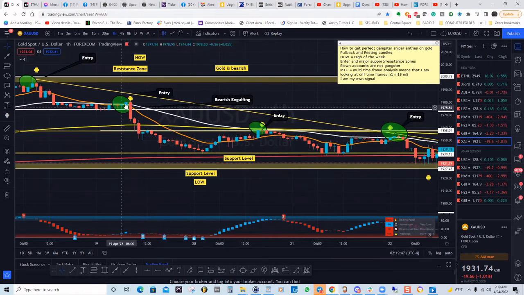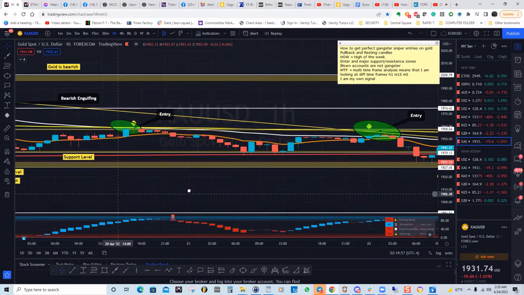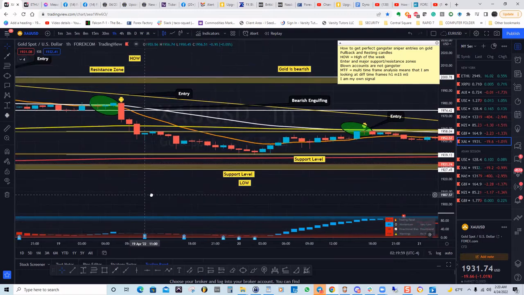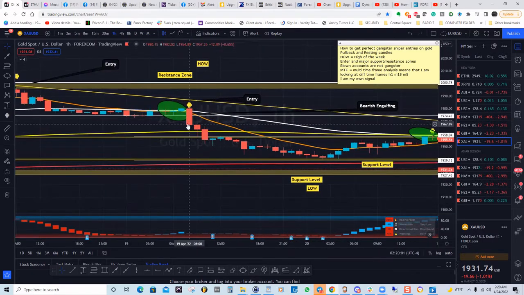Let's see. Price right here, and it went downstairs. It went down to here. Let's break it down. Let me break this down so you can see what I'm talking about. This is where you would enter the trade.